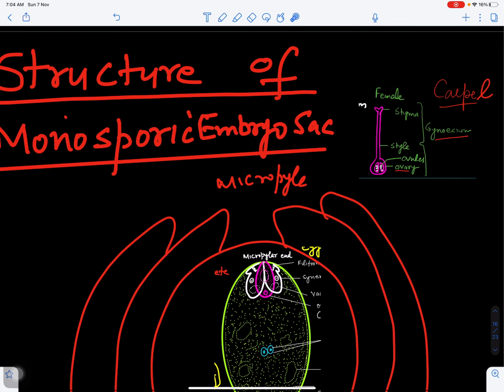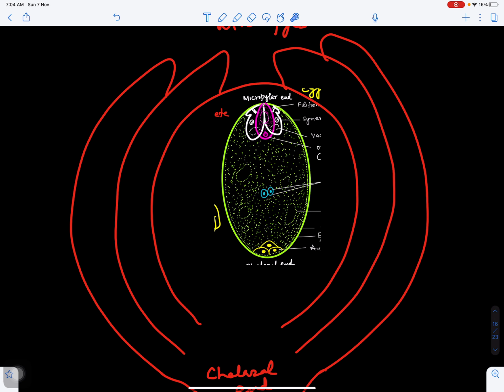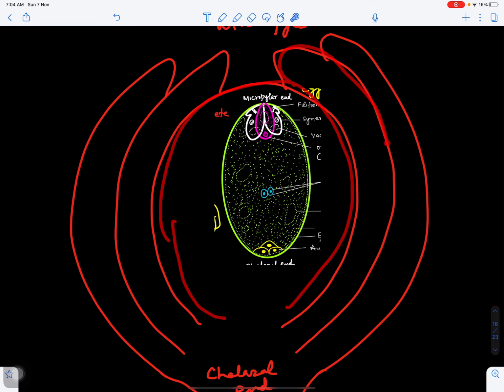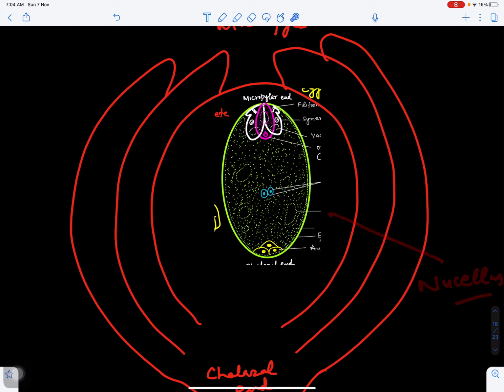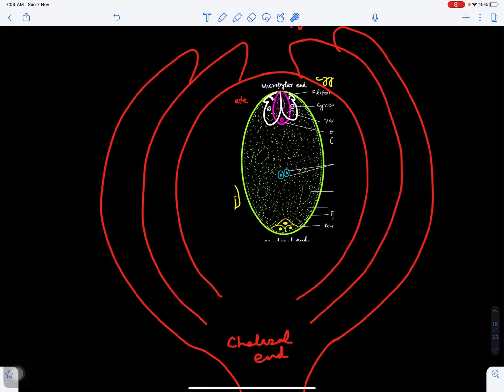Now if we see the structure of the ovule, this part is called the nucellus, and these are the coverings called integuments. This is the inner integument, this is the outer integument. And this part is made up of a mass of parenchymatous tissue called the nucellus. Now inside this nucellus is present this mature embryo sac. Now why is this called a monosporic embryo sac?